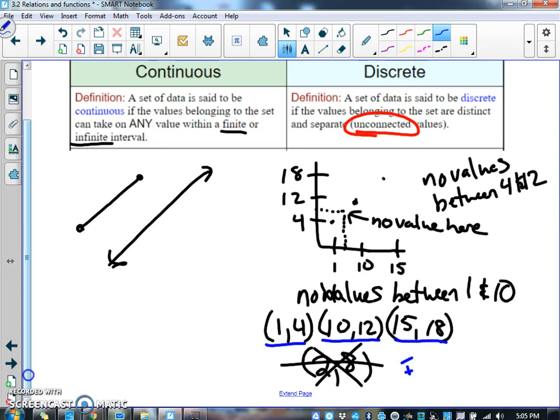My only inputs are only 1, 10, and 15. Those are my only inputs. I have no other inputs.